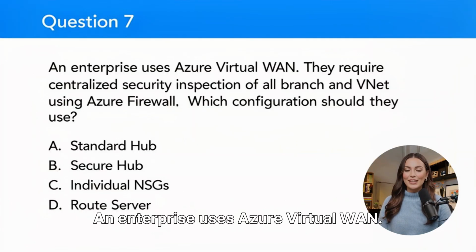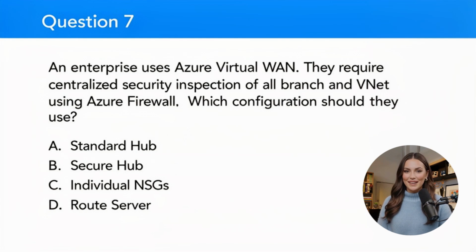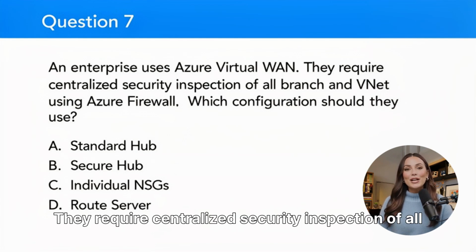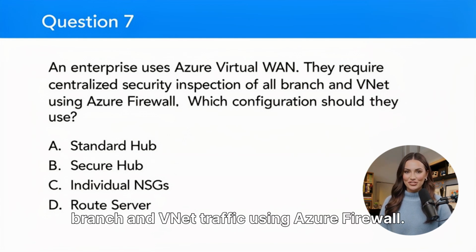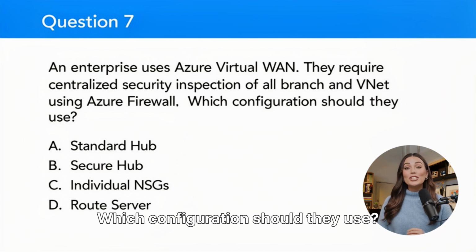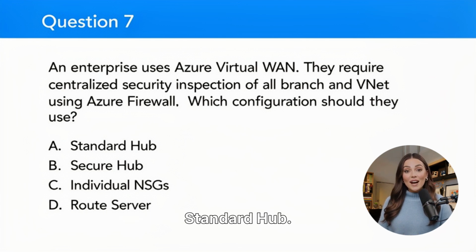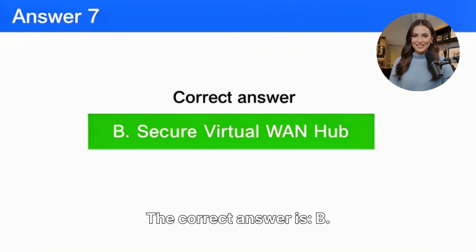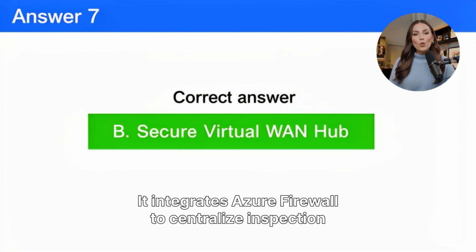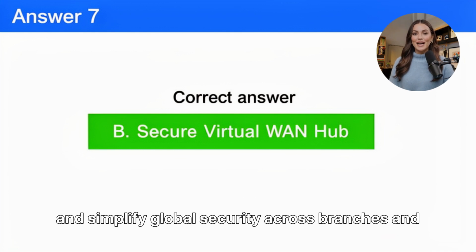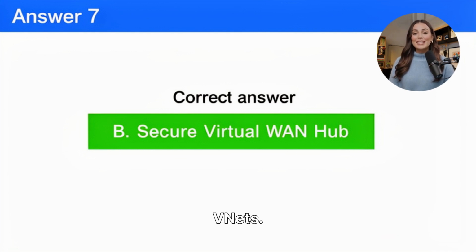Question 7. An enterprise uses Azure Virtual WAN. They require centralized security inspection of all branch and VNet traffic using Azure Firewall. Which configuration should they use? A. Standard hub. B. Secure hub. C. Individual NSGs. D. Route server. The correct answer is B. Secure Virtual WAN hub. It integrates Azure Firewall to centralize inspection and simplify global security across branches and VNets.